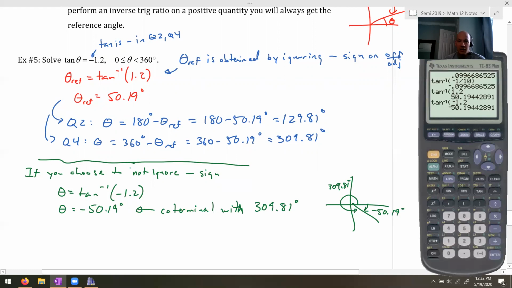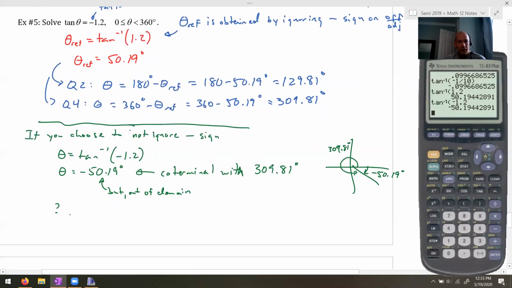You actually get the same answer, and that is a correct answer, but this is out of the domain. And then we have another issue: how to calculate the quadrant 2 angle. We're used to some formulas that are familiar, like theta equals 180 minus reference angle. That's how you can get the quadrant 2 angle.